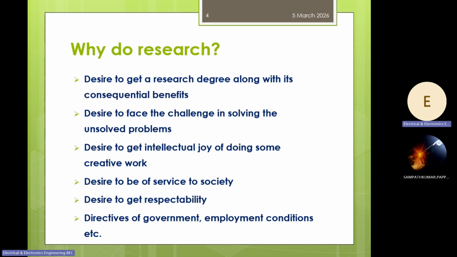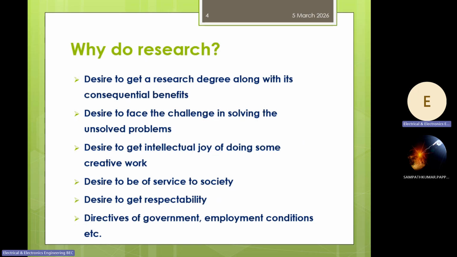And my PPT goes like this: why we have to do research, what are the characteristic objectives of the research, and how to formulate that research problem, and how to write a paper. Like this, my PPT goes. So why do we do research?